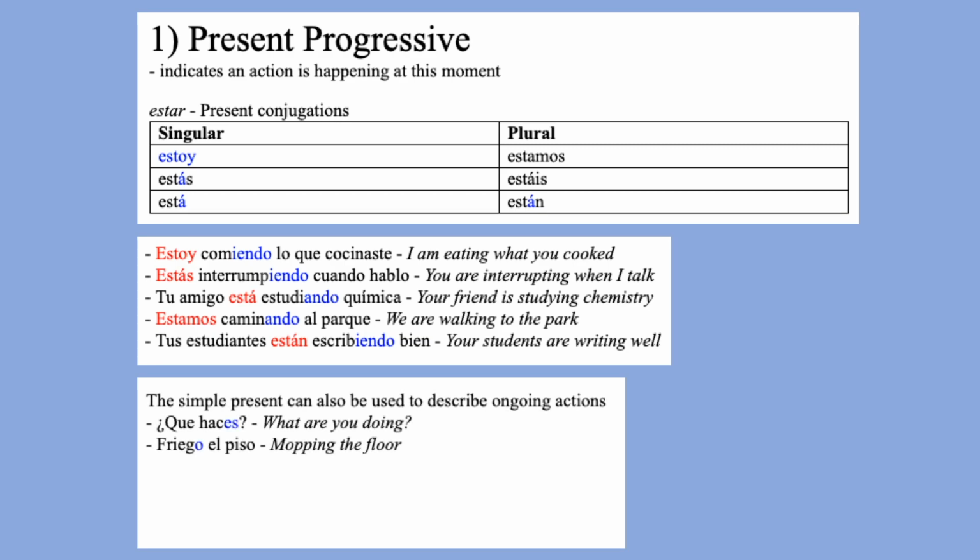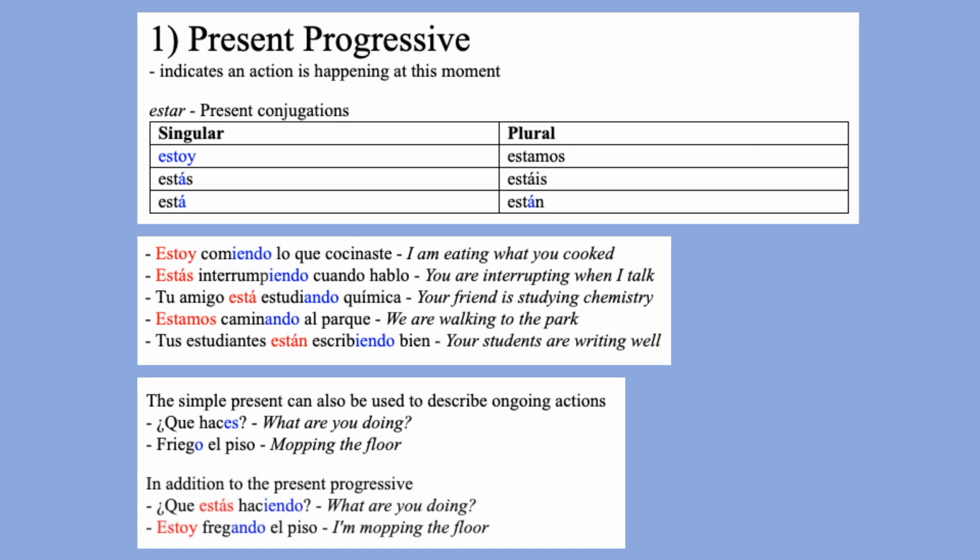The simple present can also be used to describe ongoing actions. ¿Qué haces? Riego el piso. In addition to the present progressive. ¿Qué estás haciendo? Estoy fregando el piso.